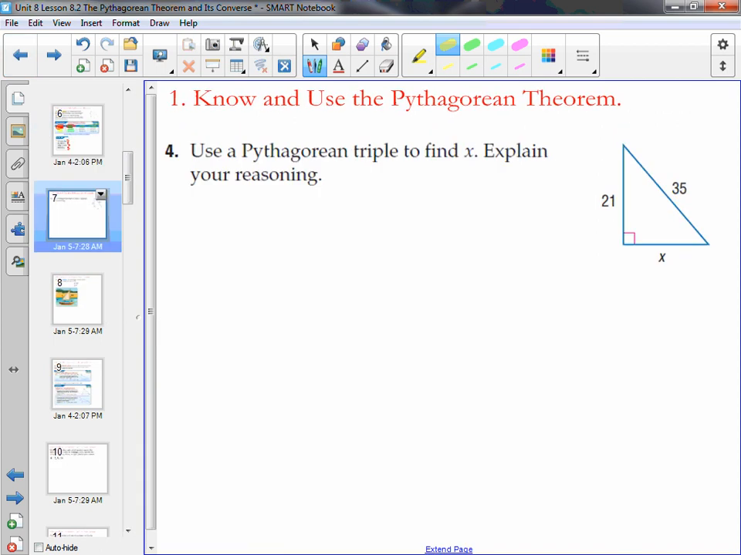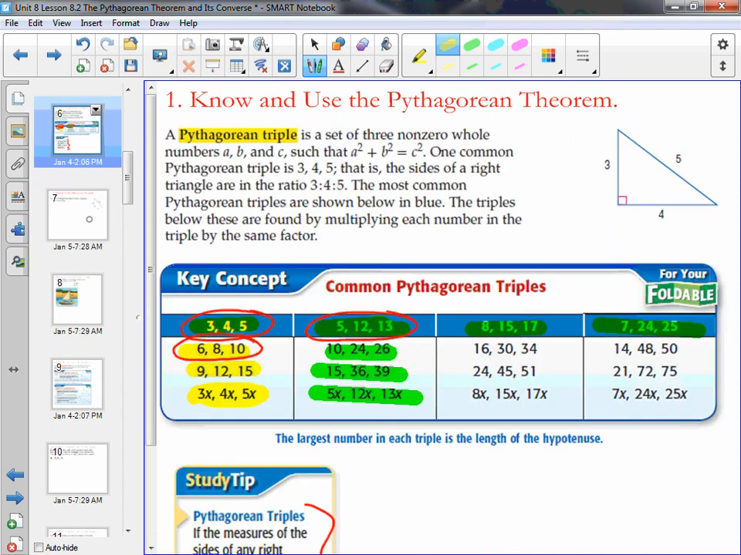All right, let's see. Number 4. It says use a Pythagorean triple to find x and then explain your reasoning. Well, my guess is then it's probably a multiple of one of these. So, I don't know, let's just look back at our little chart. Do we see one where the hypotenuse is 35? I don't. What'd you say?